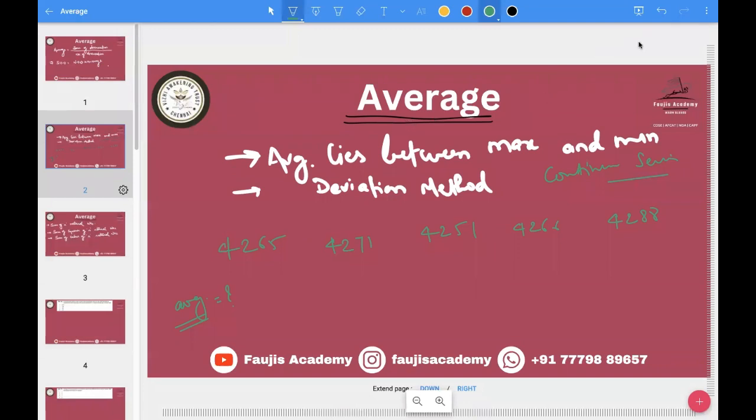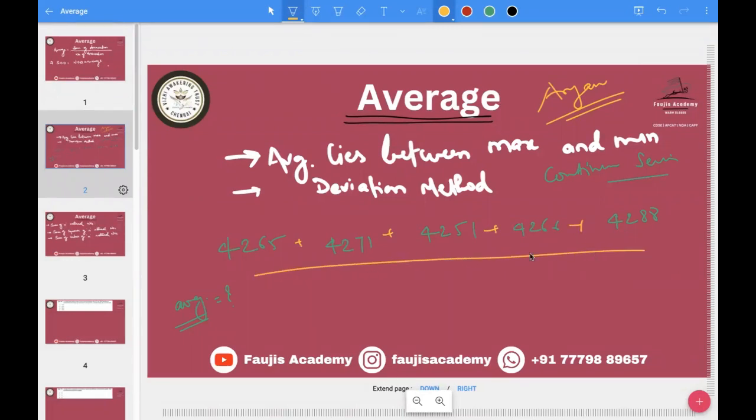By the way, who asked this question? How to find average for discrete terms, any other method? Aryan. That's a very good question. In order to find the average of all these, you will add all of these.